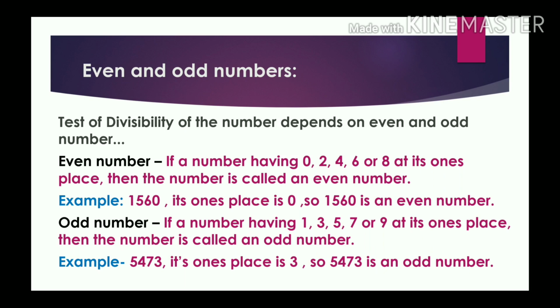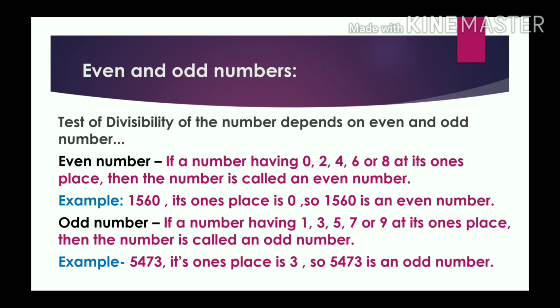So, what is an even number? If a number has 0, 2, 4, 6 or 8 in its ones place, then the number is called an even number. For example, 1560. In this number, the ones place is 0. So 1560 is an even number.